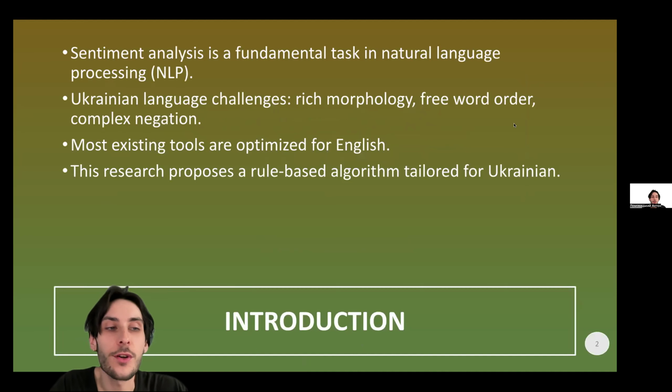Sentiment analysis is a core task in natural language processing, used to classify opinions expressed in text as positive, negative, or neutral. This technology supports applications in journalism, business, and public policy. However, most sentiment models are built for English, which poses a problem when analyzing text in Slavic languages like Ukrainian. Challenges include inflectional variation, synthetic flexibility, and domain-specific expressions. This research proposes a solution using a rule-based approach that can operate reliably without requiring large labeled datasets.